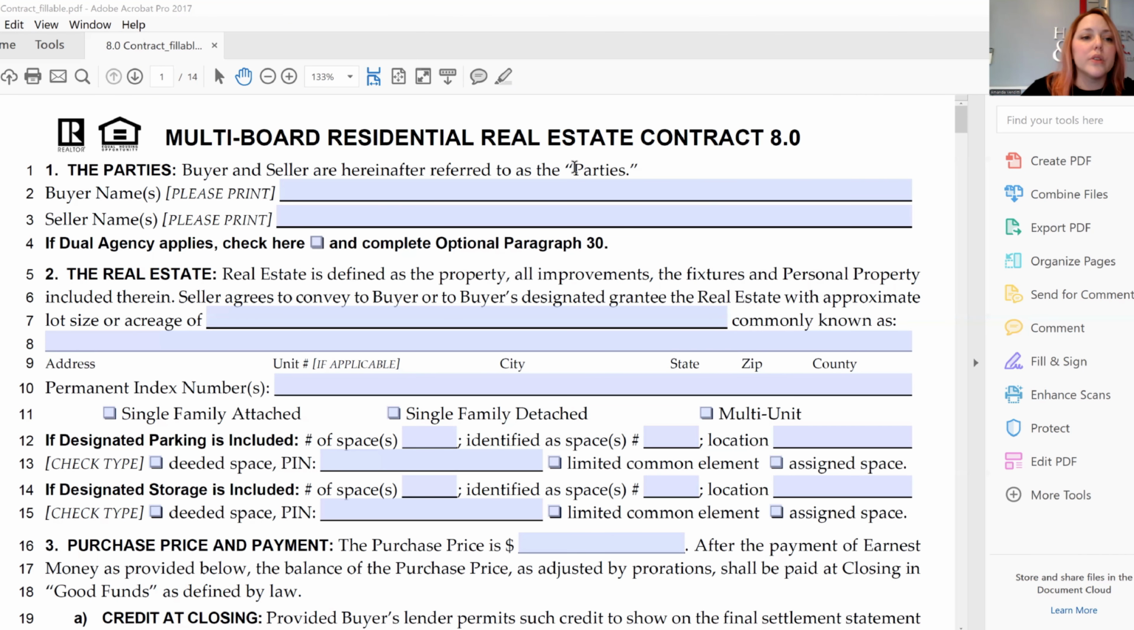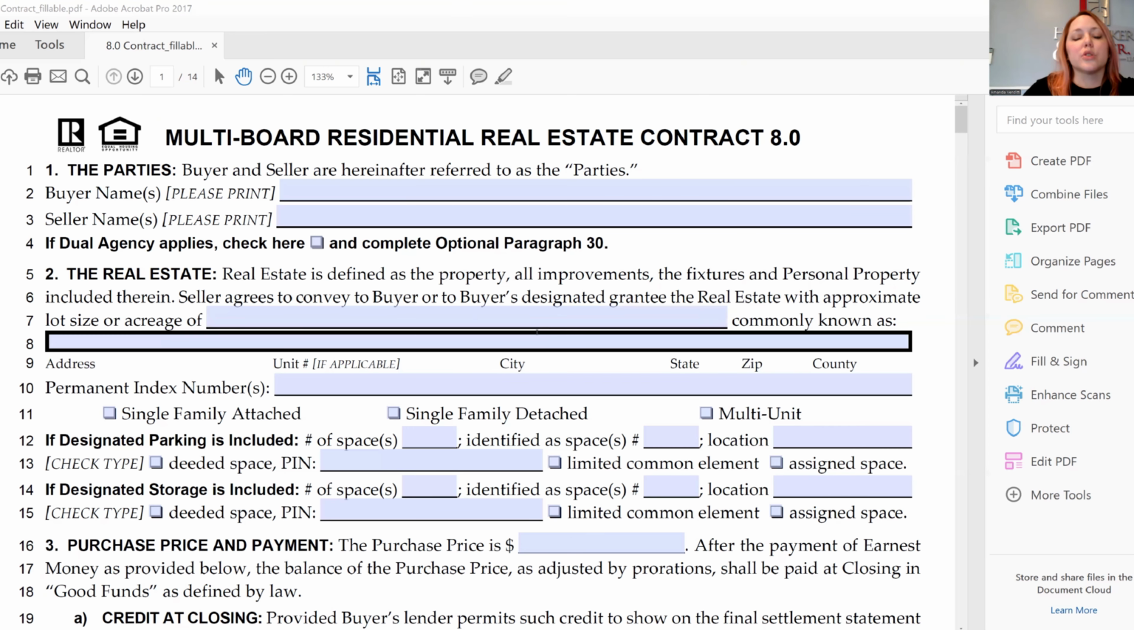All right, also on this one, you can see that if you have dual agency, you're going to go ahead and check the box here. And then there's additional information in paragraph 30 for you to go and complete.